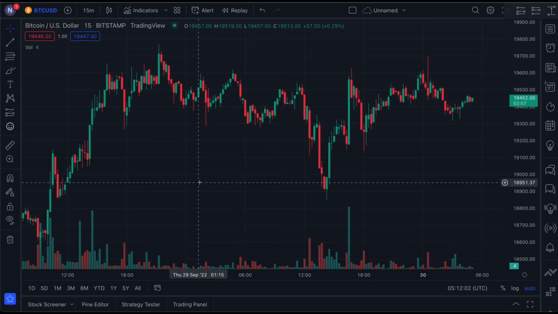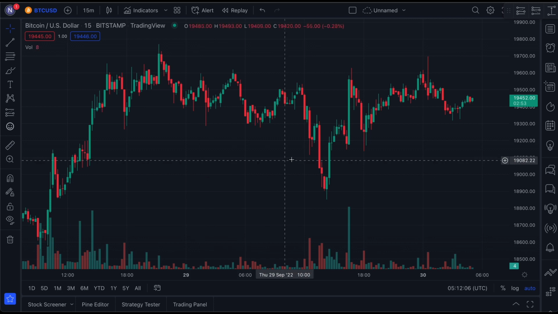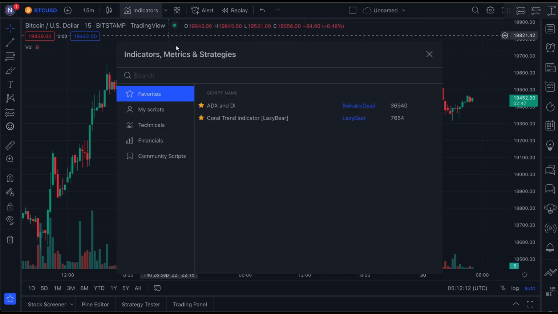Okay, so we're here on a Bitcoin USD chart with a 15-minute time frame. Now this strategy uses three indicators, the first of which is called the volume weighted average price indicator. So we'll go into our indicator menu and search for it.